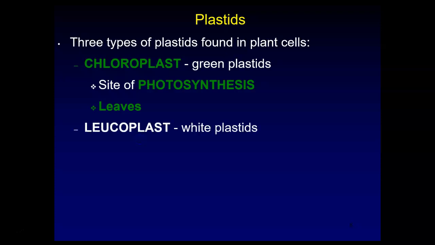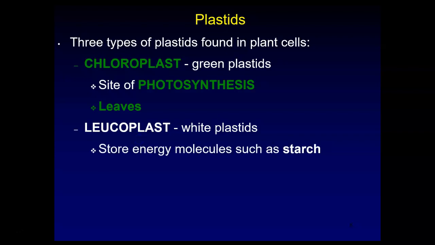The leucoplasts, these are the white plastids. These function as energy storage organelles. So we know the place that we would find leucoplasts, for example, is in a potato, a root or a fruit. Okay.